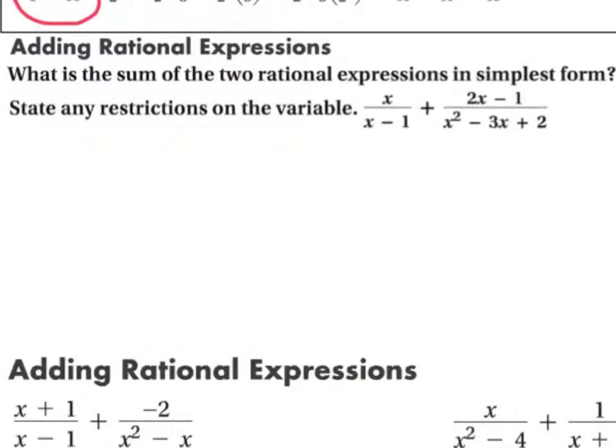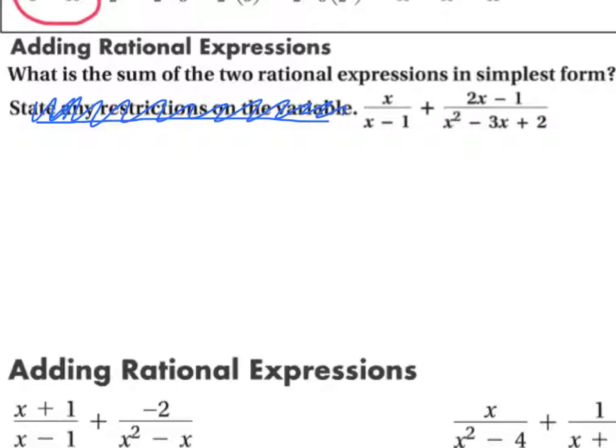So our first example, it says, what is the sum of the two rational expressions in simplest form? State the restrictions on the variable. This is something that we're going to deal with later. So for right now, we just don't worry about it. We'll worry about that in the next section. So we want to add our two fractions.